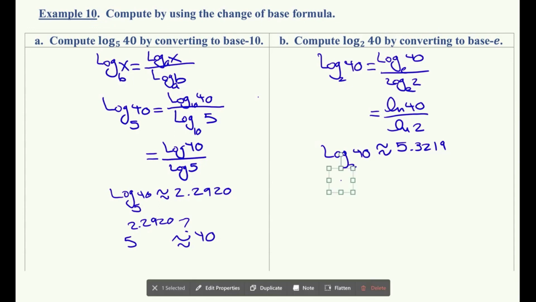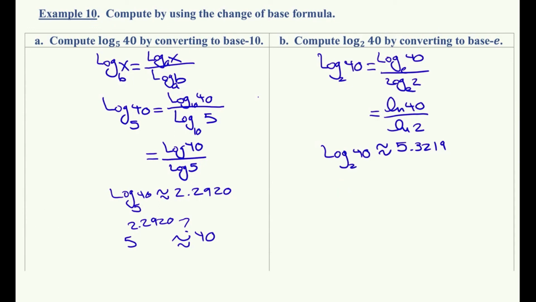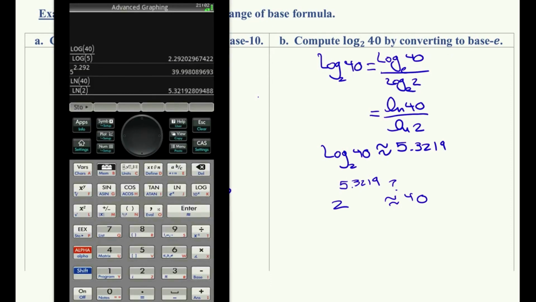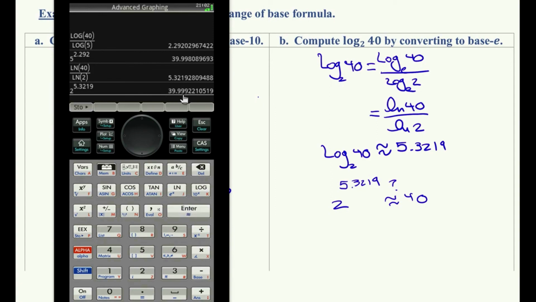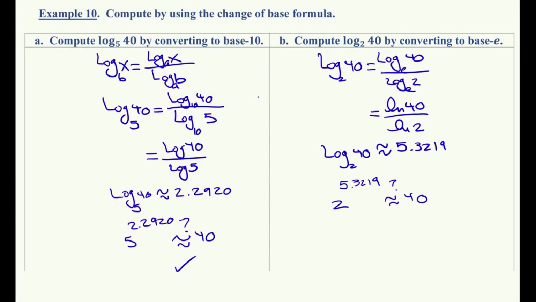We can quickly check it by taking 2, raising it to the power of 5.3219 to see if we get approximately 40. It checked out on the left side. Let's see if we did this one correctly too. So we go ahead and type in 2 to the power of 5.3219, enter, and we do indeed get something very close to 40. So this one checks out too.